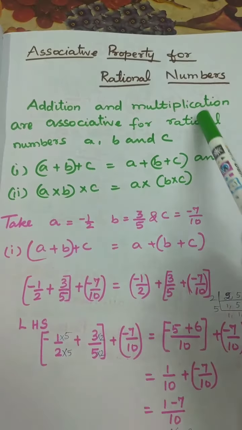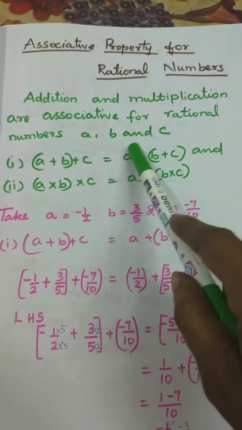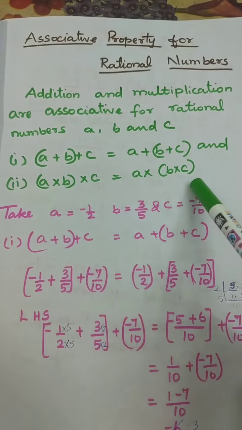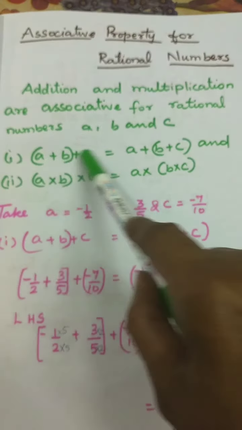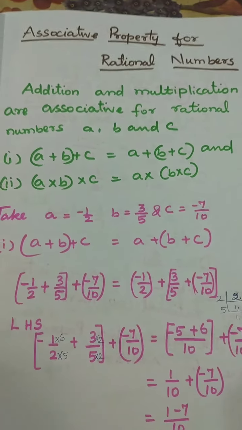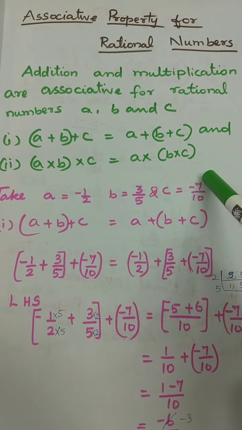Addition and multiplication are associative for rational numbers a, b, c. Here we are going to prove these two sums. In addition it is true and also in multiplication it is true. We have seen this in the integers. Same for the rational numbers.